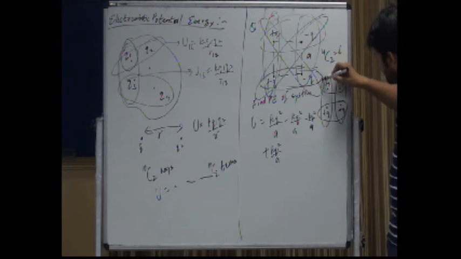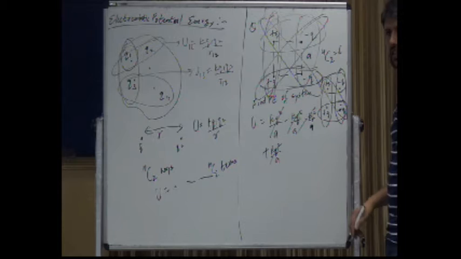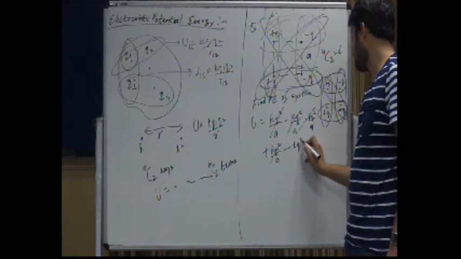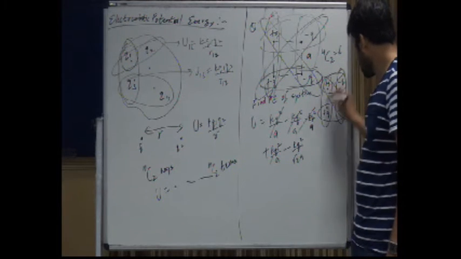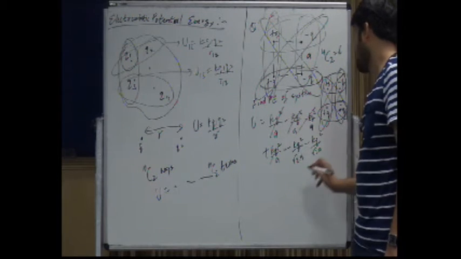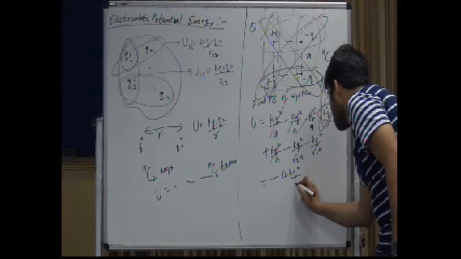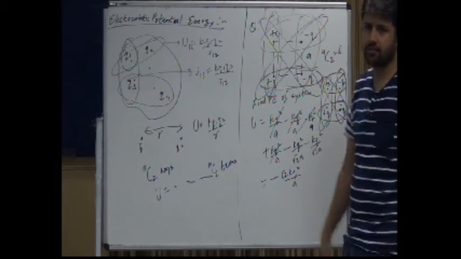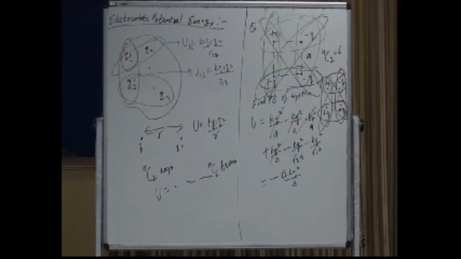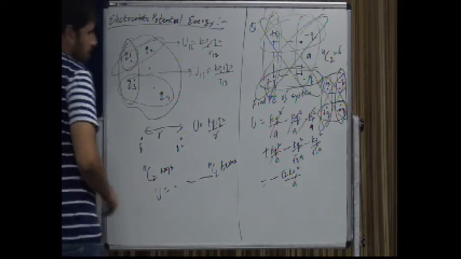Now, these four would cancel each other actually. For the first diagonal pair, the distance between them is root 2 a. So this would be minus k q square by root 2 a. And for the second diagonal pair, it would be again minus k q square by root 2 a. So the total potential energy is minus root 2 k q square by A, negative. Okay. So let's start.